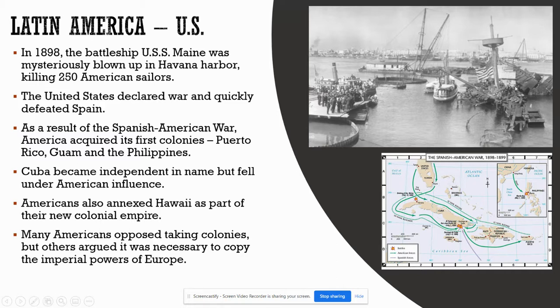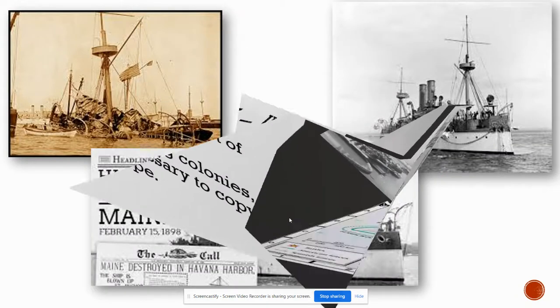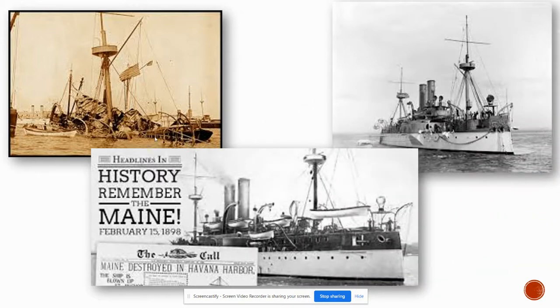So here's a picture of what was left of the USS Maine after it blew up. And then here are some of our routes from Florida down into Cuba, in the different battles we fought with Spain. And here's some more pictures. And they do it like the Alamo. So remember the Maine. That was the big battle cry to get people all upset at the Spanish and go to war in the Spanish-American War. This is a picture of the Maine before it was blown up.